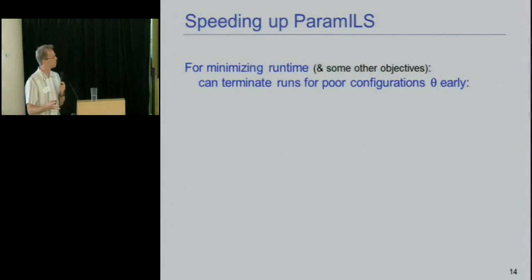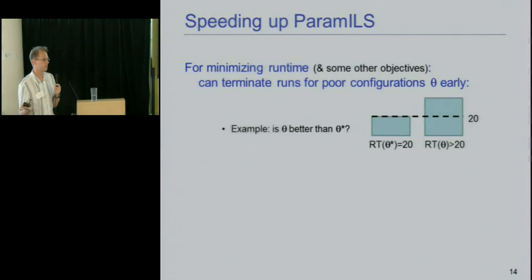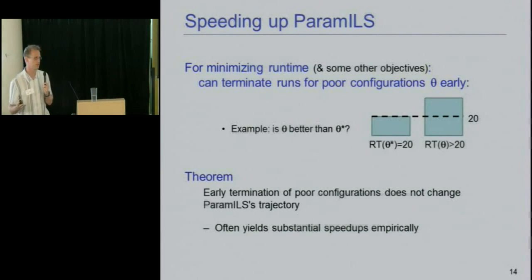There's one more speed up trick I'd like to talk about. If you minimize runtime, then you can terminate the runs for poor configurations even earlier. This is easiest to see in an example. If the best configuration takes, say, 20 seconds to solve an instance, how long do we let this other configuration run? Definitely not more than 20 seconds, because we know at this point it's going to be worse than your best configuration seen so far. So no need to run it further. This would also work if you care about optimizing memory or energy consumption. And it provably doesn't change the trajectory of ParamILS, but in practice yields quite substantial speedups.